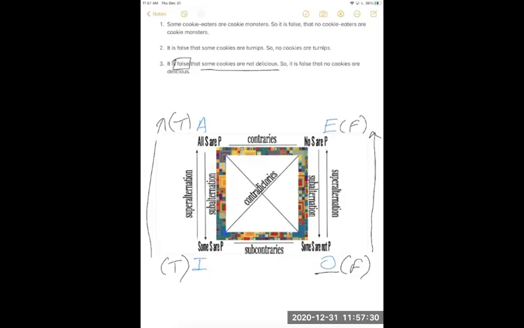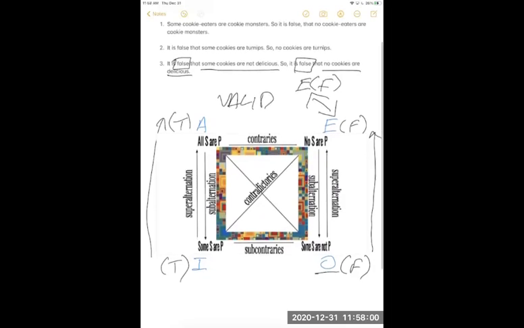Okay. It is false. Now we go back to the conclusion. It is false that no cookies are delicious. So no cookies are delicious is an E statement. And they're saying that it's false. And once again, we have one that does match. So therefore it's valid.